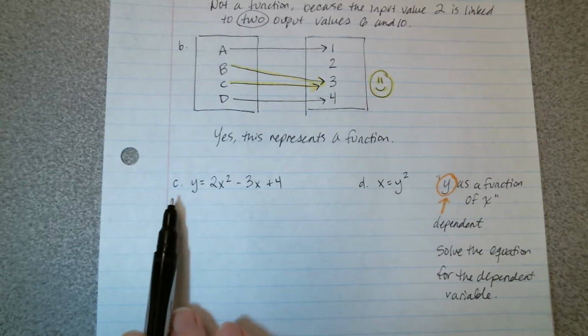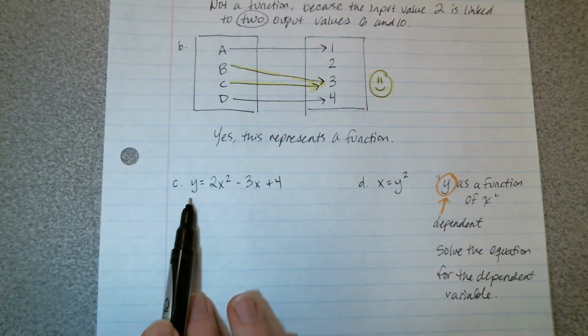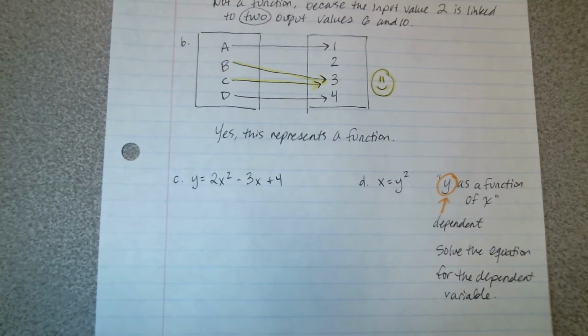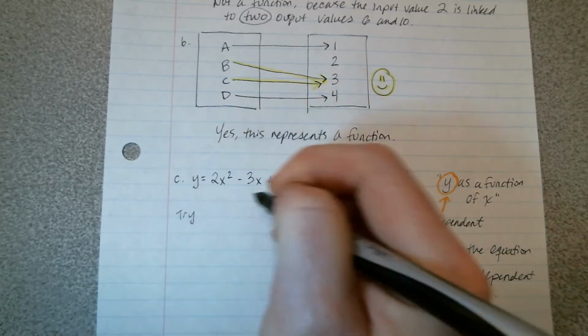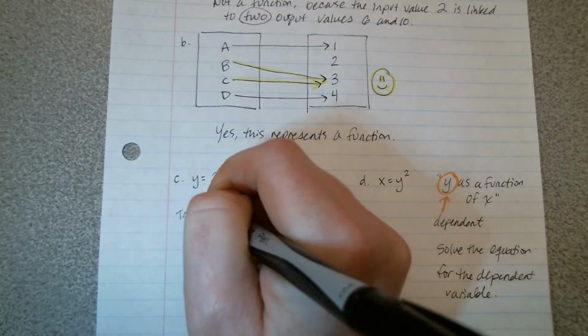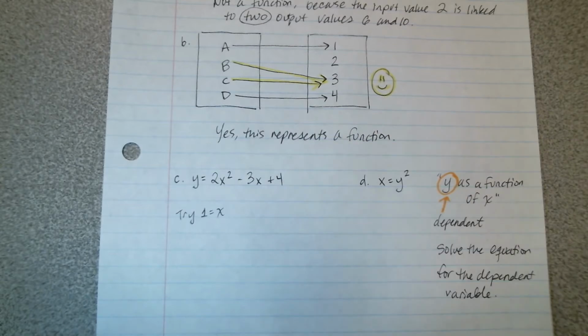So let's just work with part C right now. Y is already solved for, which is a good sign. That's not the only thing we're going to check, but it's a good sign. The second thing I want to look for is if I plug in different values of x, will I really only get one y? So I might try a few values. Let's try 1. Okay, if I plug in 1 for x, will I get only one number for y?